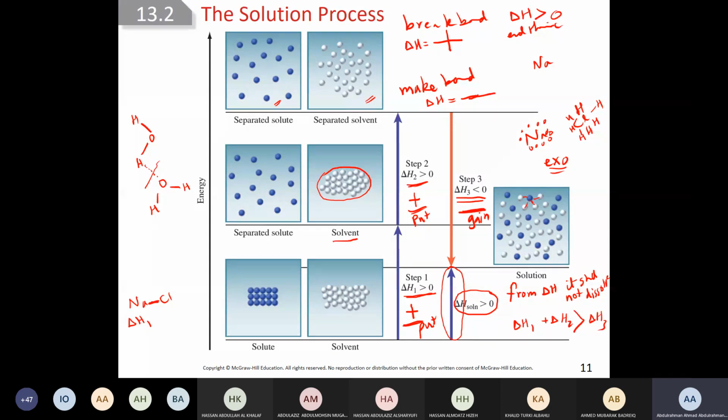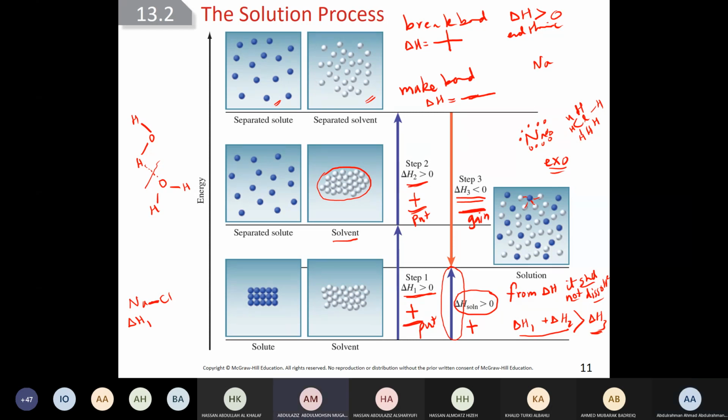Is it going to be positive or negative? It's supposed to be positive. Why? Because delta H1 and delta H2 are greater than delta H3, and that's why the delta H of solution is positive. Clear? Yes. If delta H solution is positive, the process should not happen. Delta H1 and delta H2 is greater than delta H3. This means it should not dissolve. Clear?